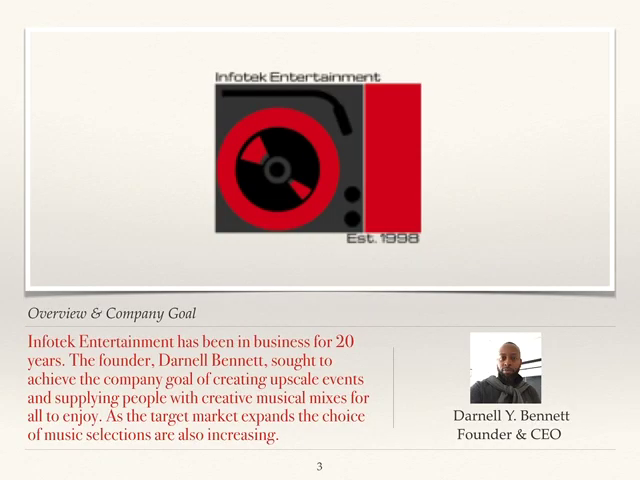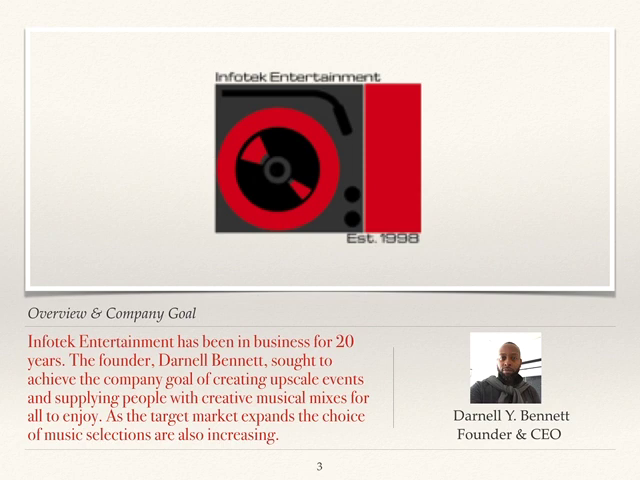Okay, let us begin with the overview and the company goal. Infotech Entertainment has been in business for 20 years. The founder, Darnell Bennett, sought to achieve the company goal of creating upscale events and supplying people with creative musical mixes for all to enjoy. Today, the DJ industry has become very saturated, so much so that the professional DJ has to seek other ways of marketing themselves or reaching out to other target markets.